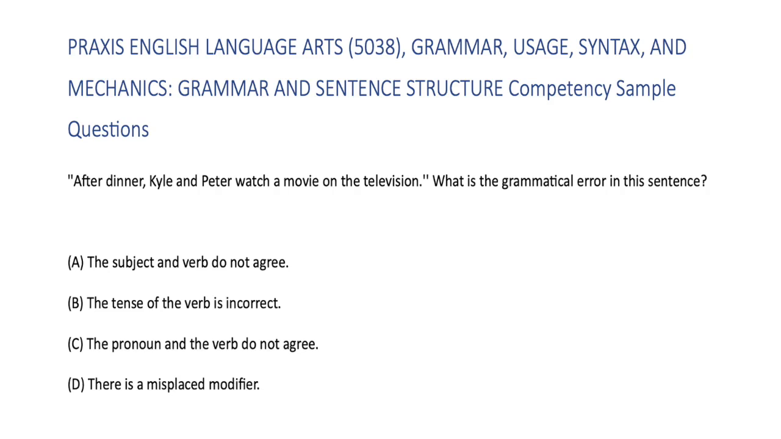Option D is not correct, misplaced modifier. That would be a word or a phrase that is too far from the word it is meant to modify, and it would create confusion about what is being described. In this statement, we have after dinner, that's a clear modifier. On the television is clearly modifying how or where they're watching a movie. So this is not the correct option either, which leaves us with option B.